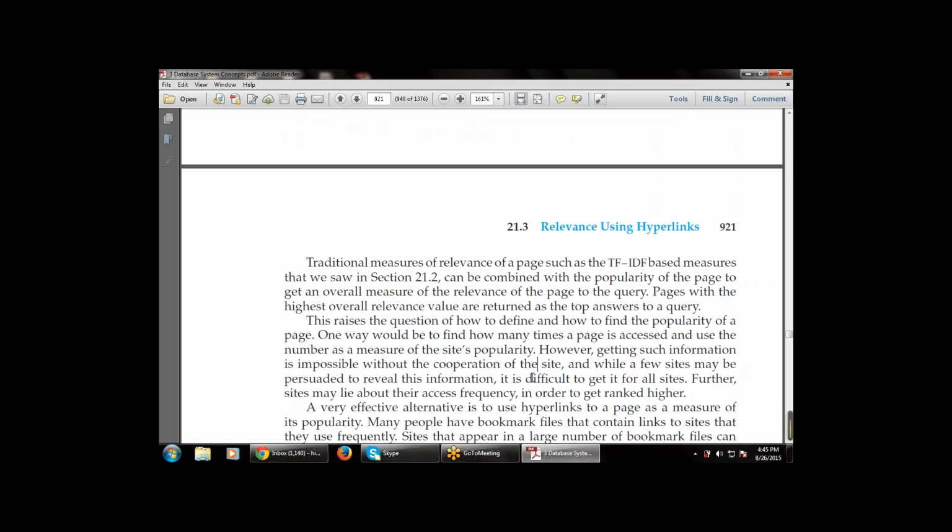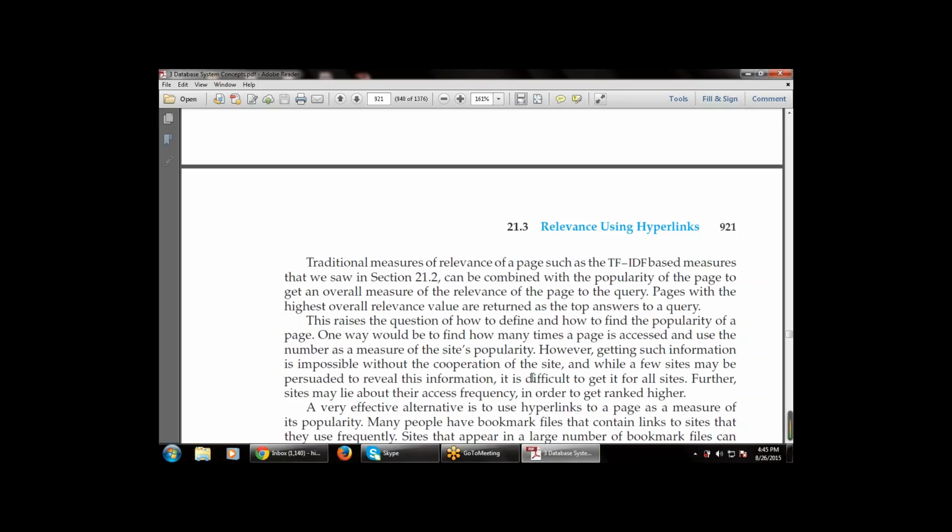While a few sites may be persuaded to release this information, it is difficult to get it for all the sites. And many sites are unavailable about their access frequency, and many lie about their access frequency in order to get ranked higher. An effective alternative is to use the hyperlinks to a page as a measure of its popularity. So we can use hyperlinks as a measure of popularity.